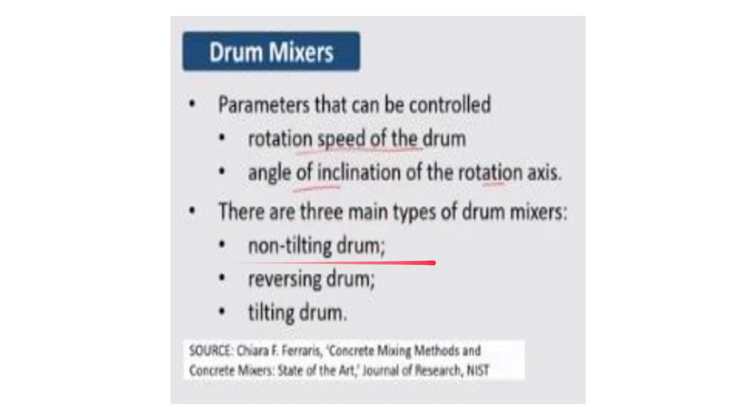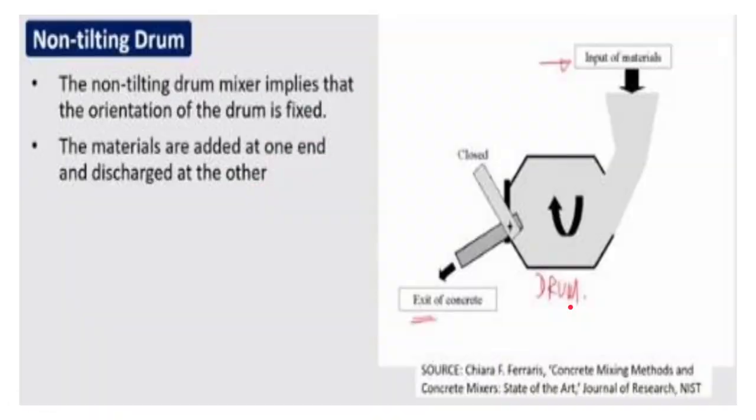As we just discussed, there is the non-tilting drum, the reversing drum, and the tilting drum. As I said before, we mainly use the tilting drum. So this is basically the sketch of the non-tilting drum. If you see here, the non-tilting drum mixer implies that the orientation of the drum is fixed, so we cannot move it. That's why it is non-tilting.